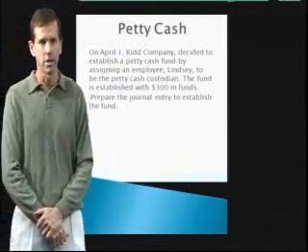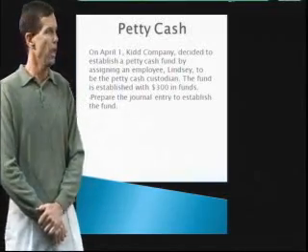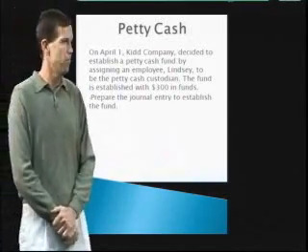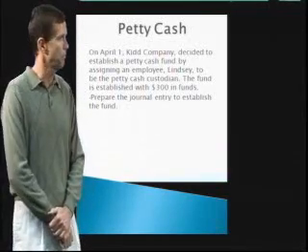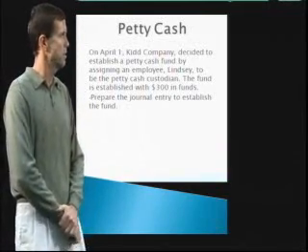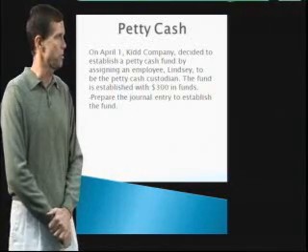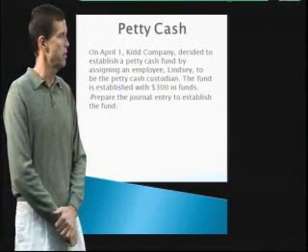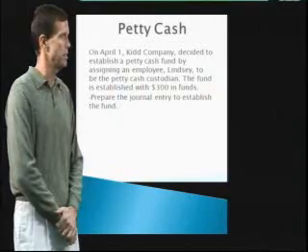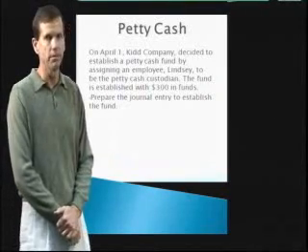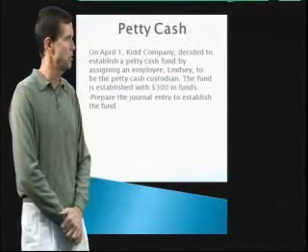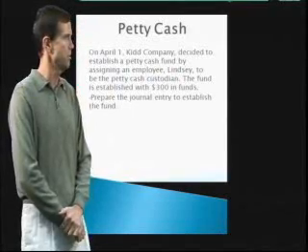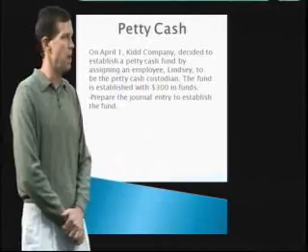So we're going to work an example petty cash problem, and as you can see from the PowerPoint up here, we're again going to involve the Kidd Company. It says on April 1st, Kidd Company decided to establish a petty cash fund by assigning an employee, Lindsay, to be the petty cash custodian. The fund is established with $300 in funds. Prepare the journal entry to establish the fund.